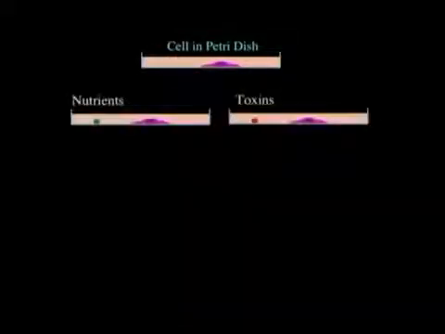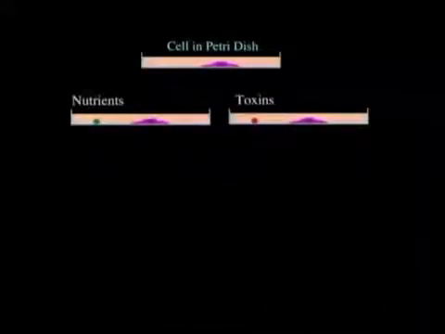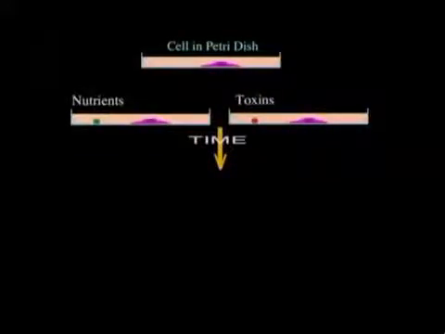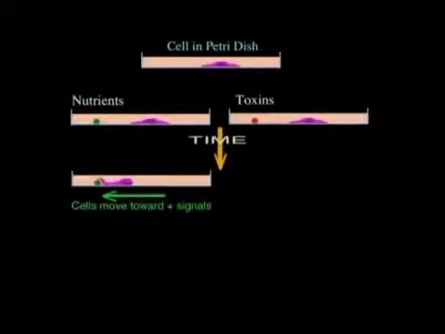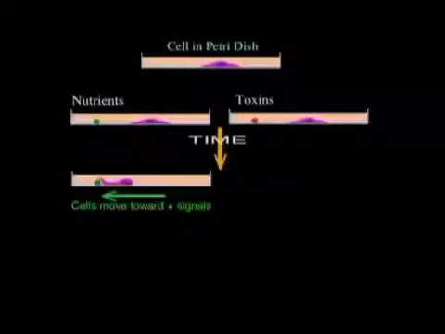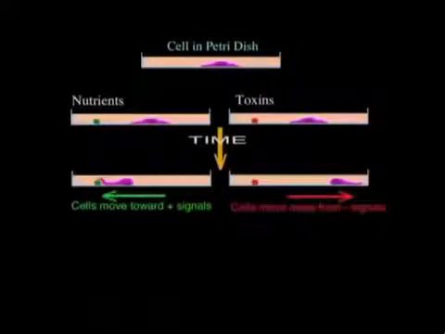So I put cells in a petri dish and I split the group into two sets. In one set, I put nutrients in front of the cells. The other, I put toxins in front of the cell. I put them back in the incubator, and I come back later and take them out. Where do you think the cells are in each experiment? When you come back, when nutrients are in the dish, the cells move toward the signals as positive growth signals. But when toxins are in the dish, the cells move away from the threatening negative signals.